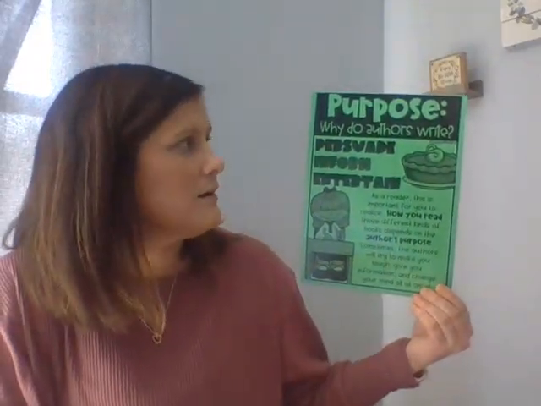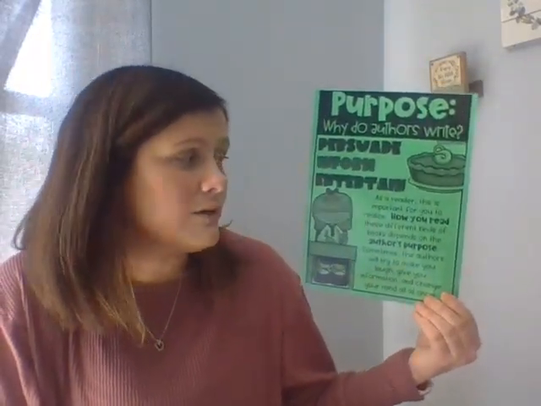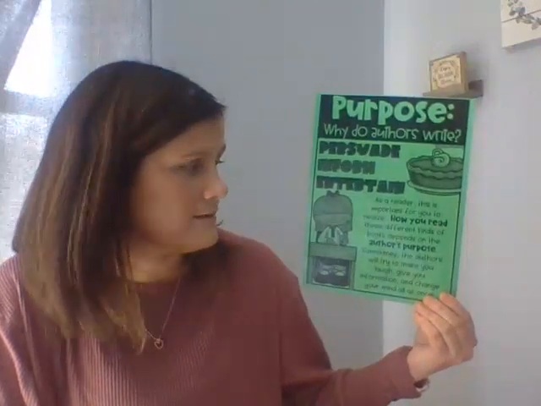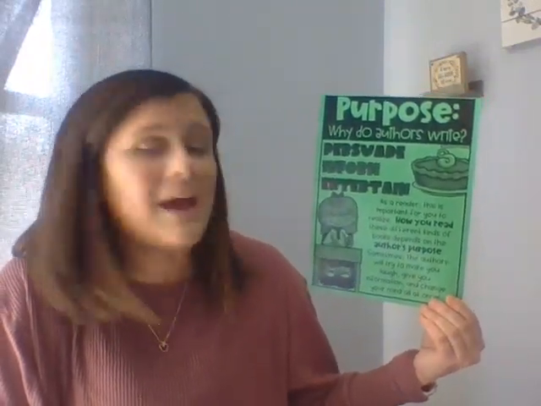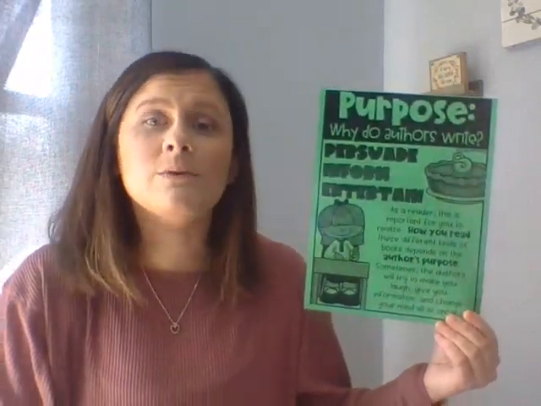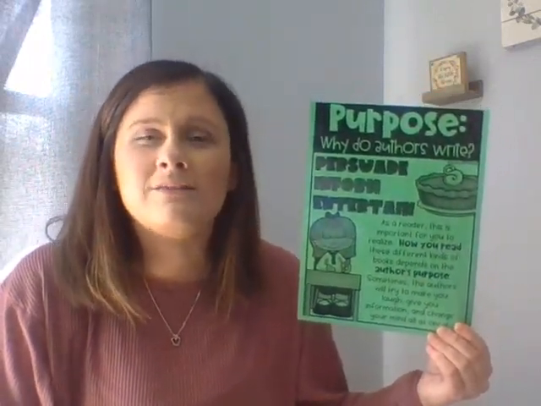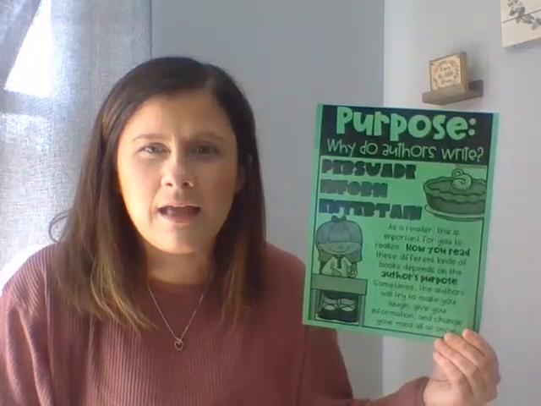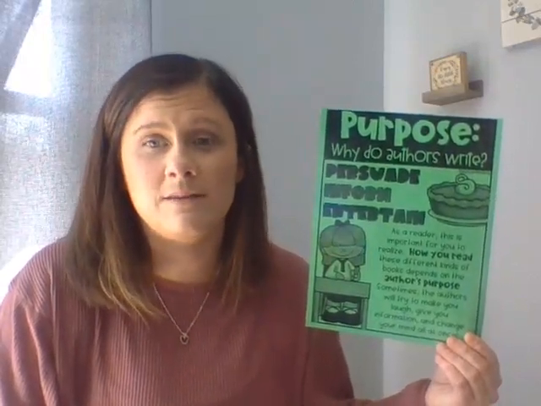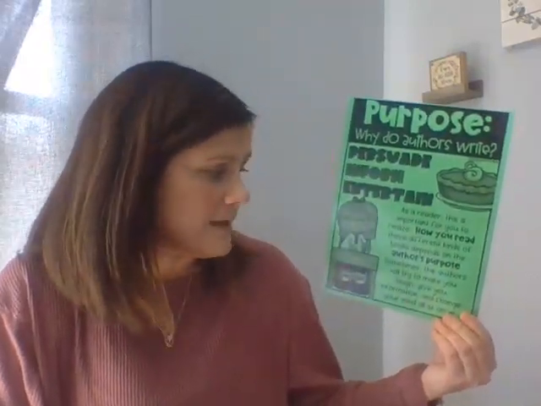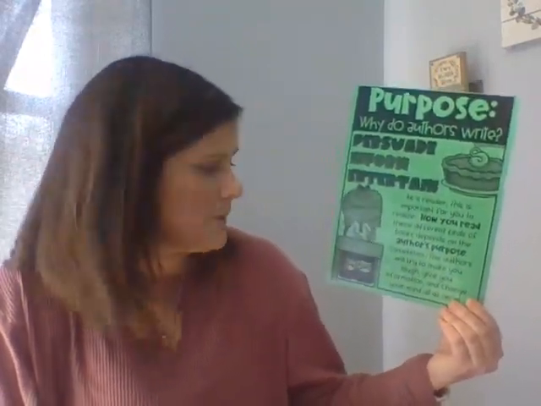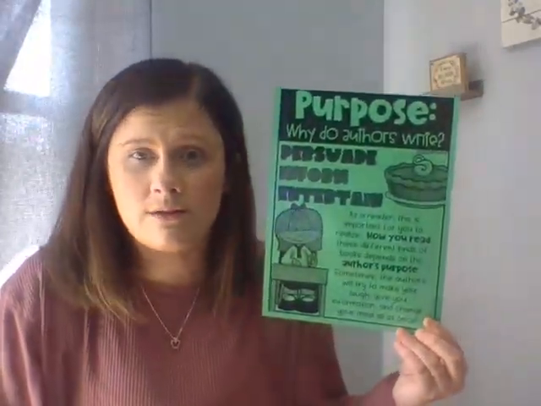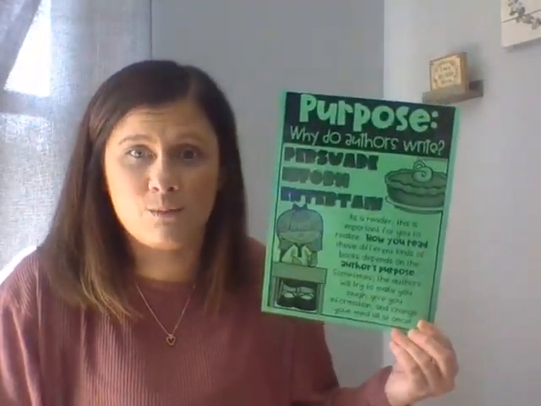So if we look at our anchor chart, we see that as a reader, it's important for you to realize that how you read these different kinds of books depends on the author's purpose. So when we're reading stories, we have to think about why did the author write it? And then that helps us to understand the book a little bit better. Sometimes the authors will try to make you laugh or give you information or change your mind. So we want to read our story this week and think about the author's purpose.